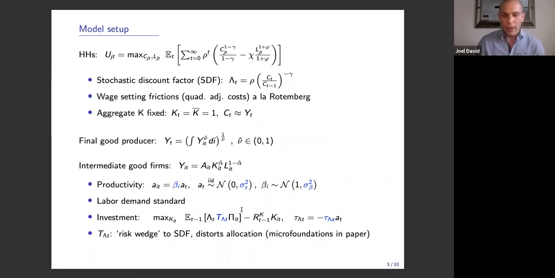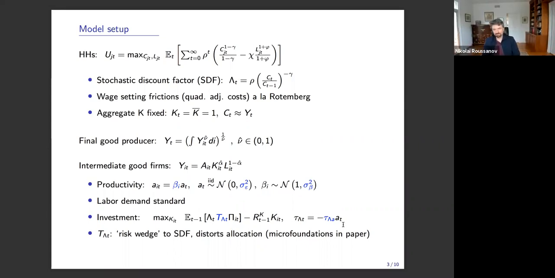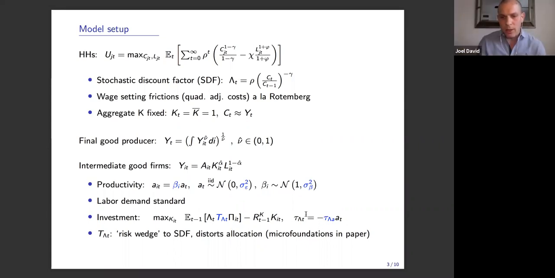Okay. For now, I'm going to assume that the wedge is completely exogenous. It's going to be a constant elasticity function of the aggregate shock. So this tau lambda t is the log of the distortion. And we can see that the cyclicality of the distortion is going to be governed by this negative tau lambda A. Okay, so again, this is going to be completely exogenous for now, but in the paper, we provide two microfoundations that lead to a distortion of exactly this type.